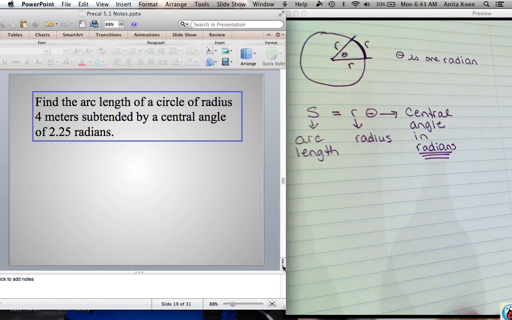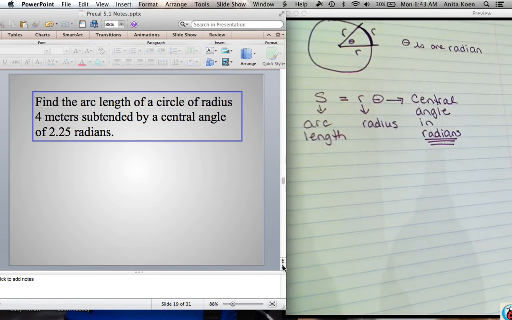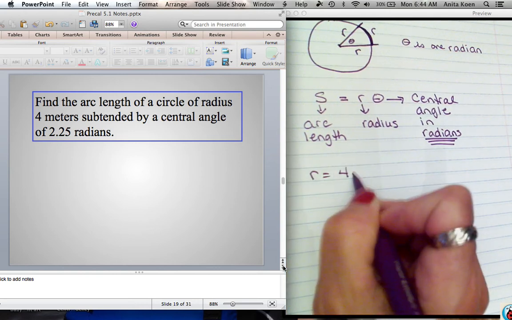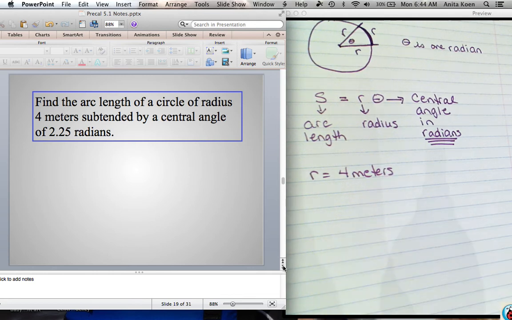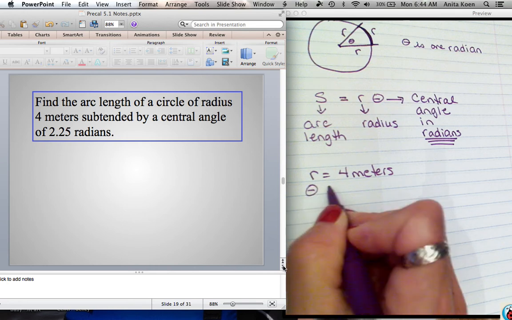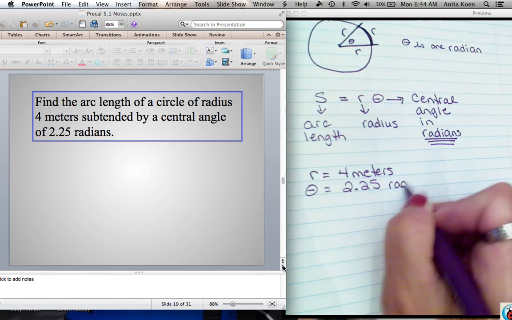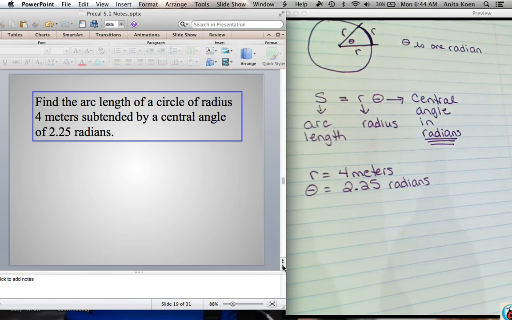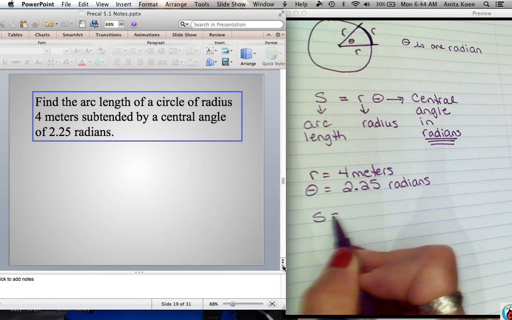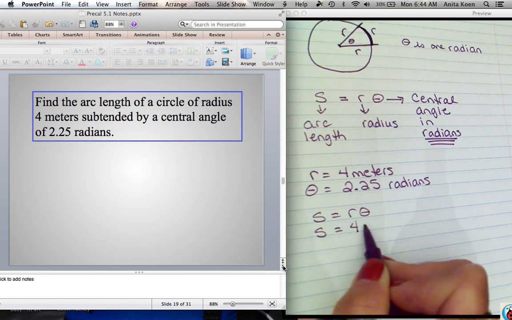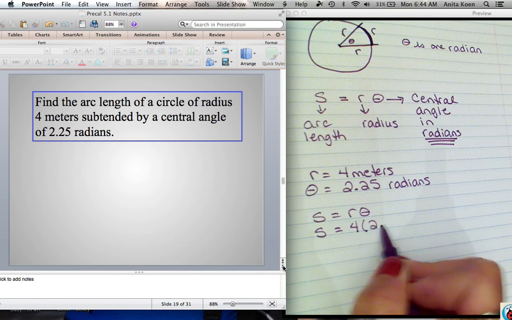Okay, so at this moment we can find the arc length of a circle of radius 4 meters. So my radius is 4 meters, subtended by a central angle of 2.25, 2 and 25 hundredths radians. So we need to employ our arc length formula because we're looking for the arc length. S equals R theta. So S equals 4, that's my R, times theta, which is my 2.25.